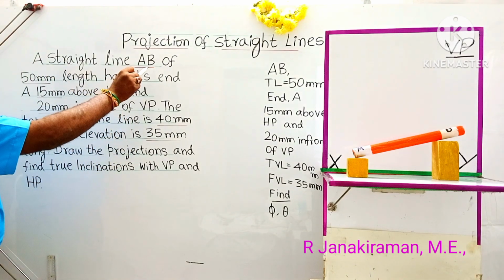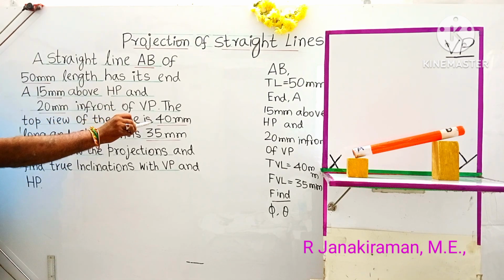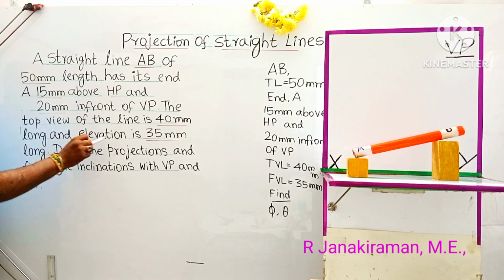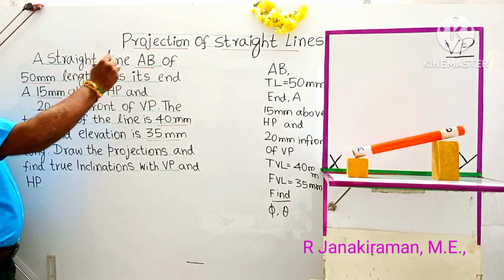A straight line AB, AB is the name of the line, of 50 mm length has its end A 15 mm above HP and 20 mm in front of VP. The top view of the line is 40 mm long and elevation is 35 mm long. Draw the projections and find true inclinations with VP and HP. It's asked in the question. The name of the line is AB.